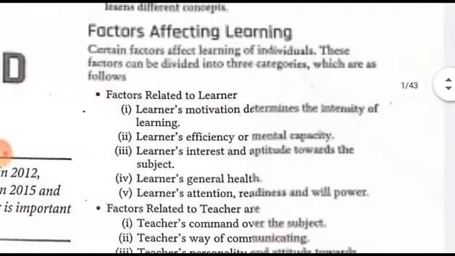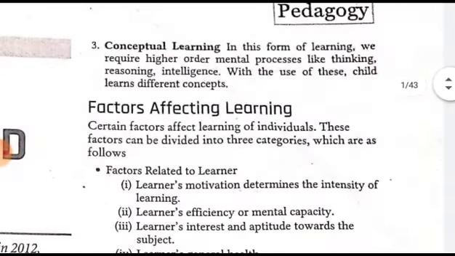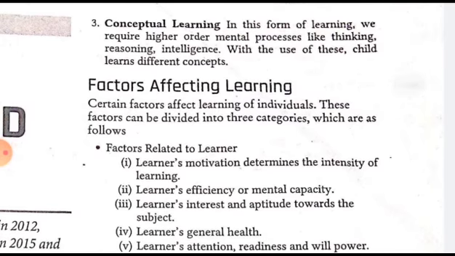Third one is conceptual learning. In this form of learning, we require higher order mental processes like thinking, reasoning, and intelligence. With the use of these, a child learns different concepts.